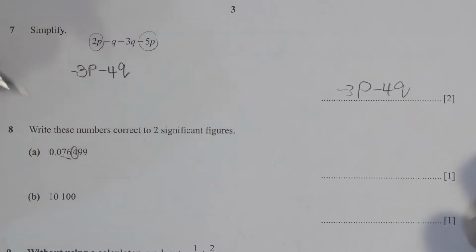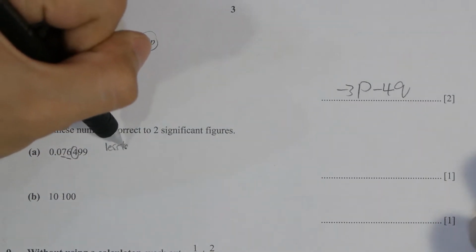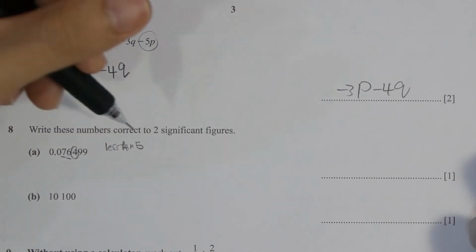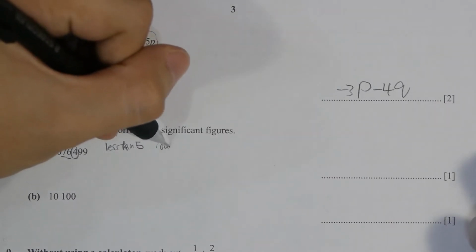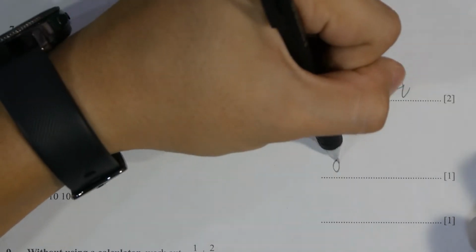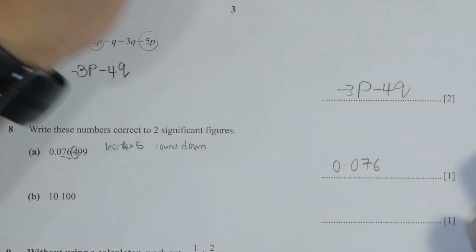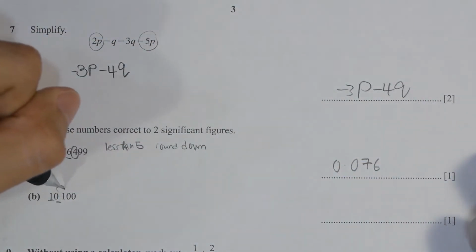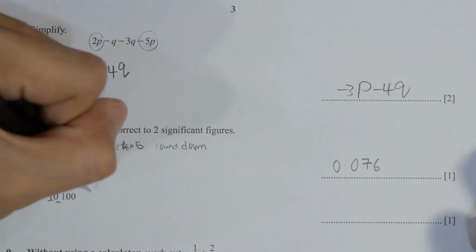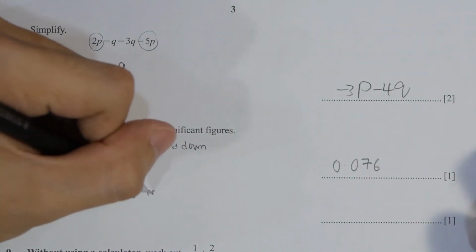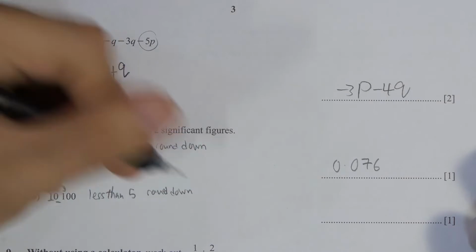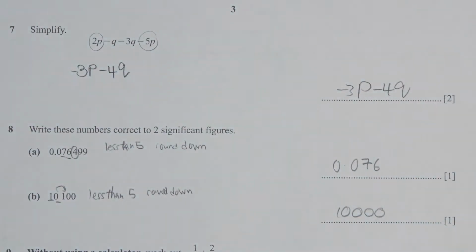Whereby for question 8 part A, things to take note is if the number starts with 0, it will not be considered. So it's starting from 7, 6, then we look at the next number, which is 4. You need to round it down. So your result will be 0.076. Whereby for part B, 10,100. So we round down the figure number 1, so you will get 10,000 as the final result.